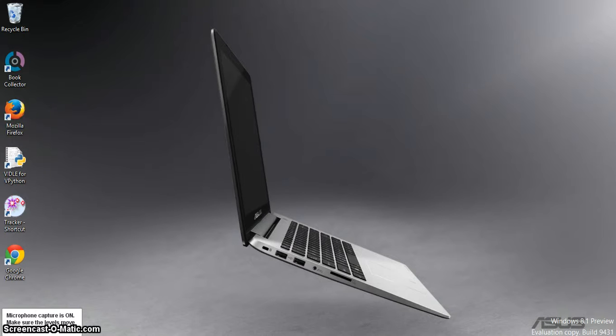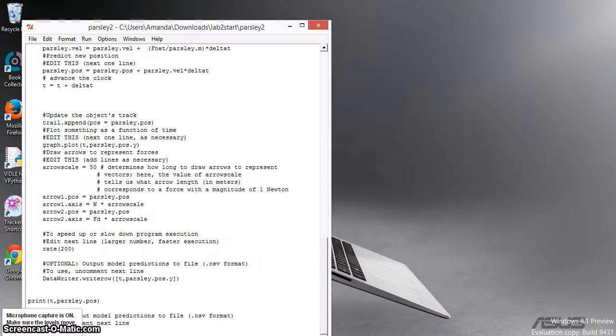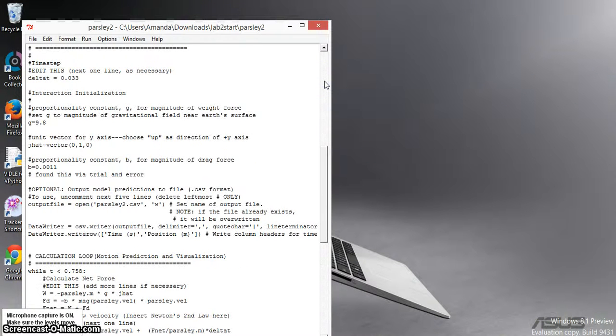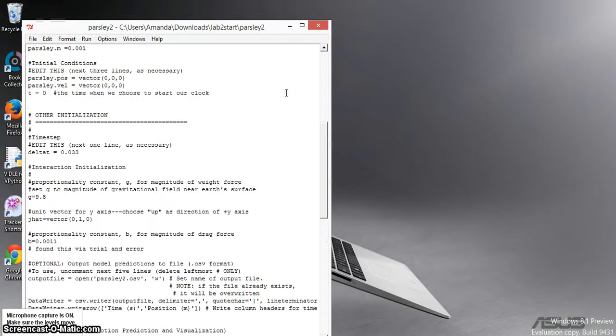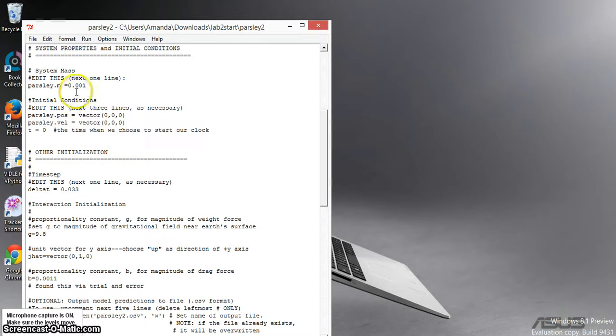I wrote a computer model of an object falling from rest to compare the calculated results with my observed results. First, I set up the initial conditions of the system by entering the mass of the parsley as measured with my kitchen scale, the initial position of the parsley, which I have set as the origin, and the initial velocity of the parsley, which was 0 since the parsley started from rest. I set up the time step to be the same as the time step used in the experiment and entered the correct value for the gravitational constant g.